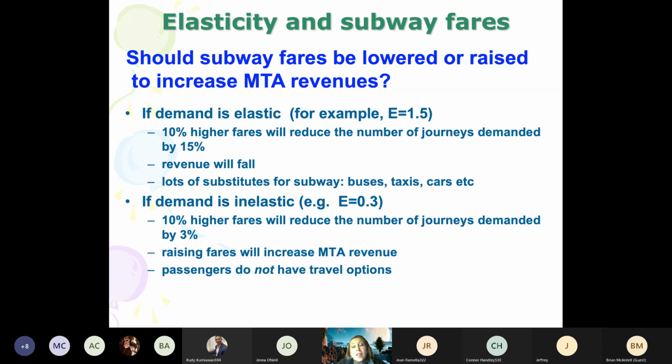So what do you think? If subway fares were to increase to $3 or even $3.50, would that increase the revenues of MTA or reduce the revenues? So elastic or inelastic demand, most likely. Your opinion, anybody?